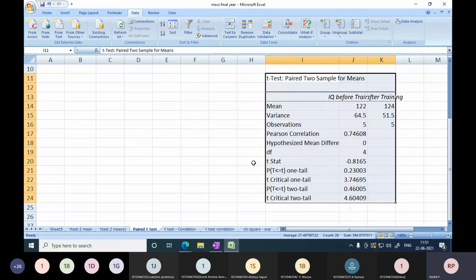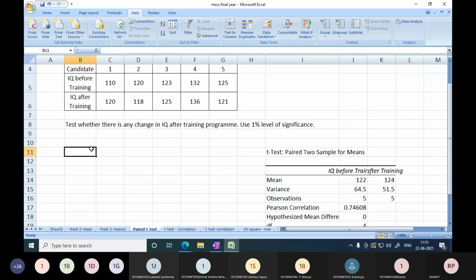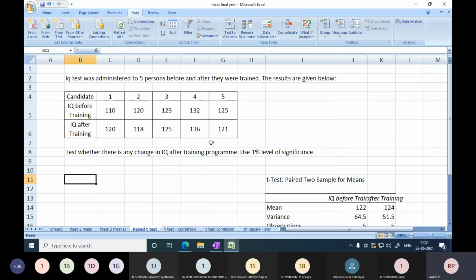Now write the procedure, everybody. What is the procedure here? Step 1, the null hypothesis. What is the null hypothesis? Can anybody tell me? mu1 is equal to mu2. Yes, mu1 is equal to mu2. I'm writing in words only: mu1 is equal to mu2.